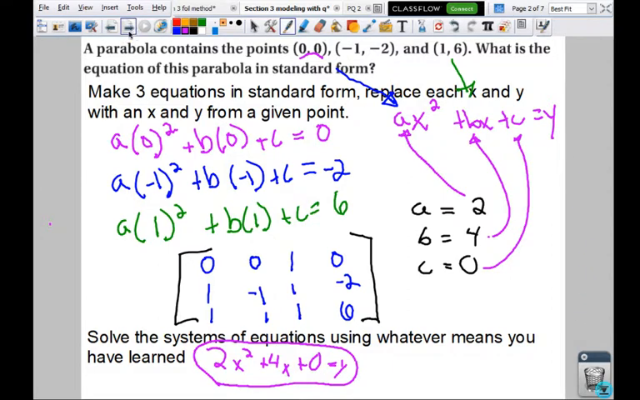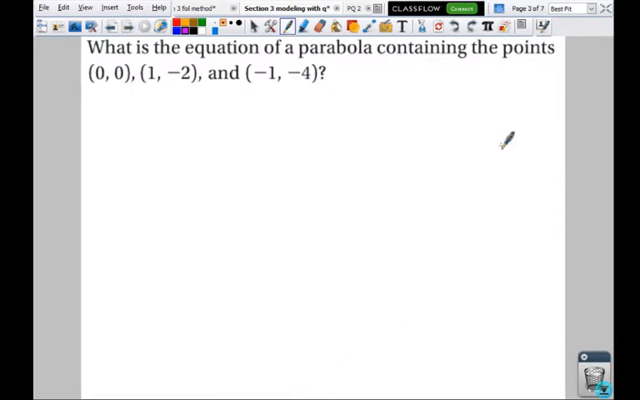Okay. So we're going to do another example here. I want to find the equation of the parabola that contains the points 0, 0, 1, negative 2, negative 1, negative 4. So I need to make my equations for ax squared plus bx plus c equals y. And remember, we're going to take each one of these pairs of points and plug them into our equation for x and y.